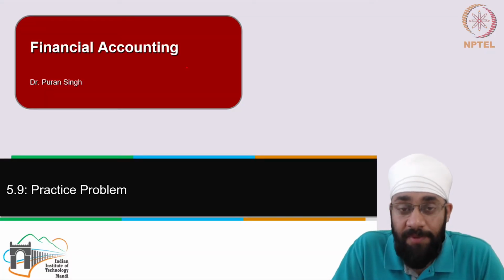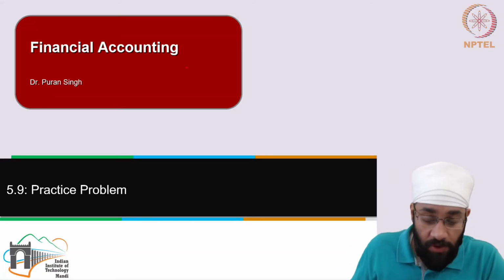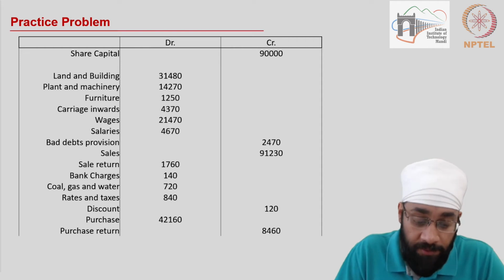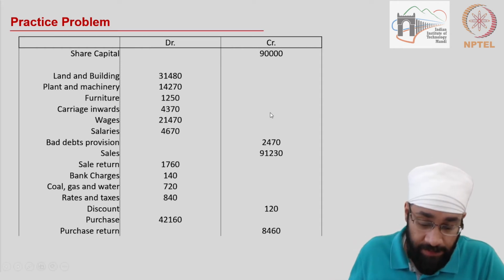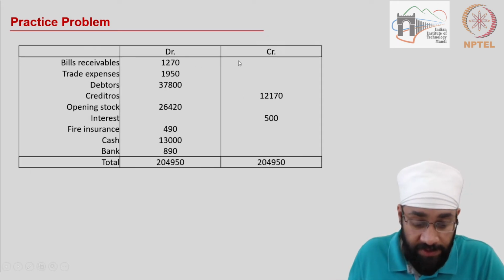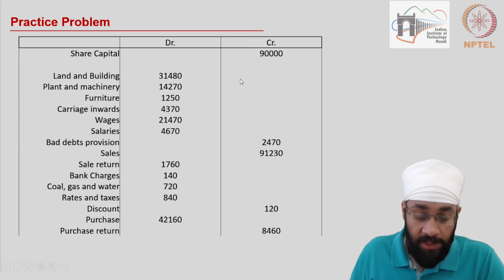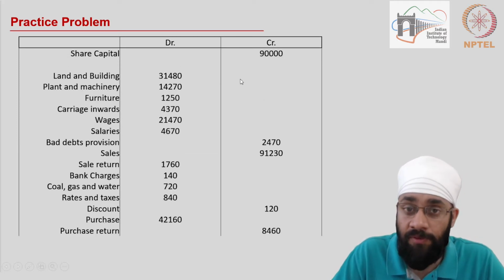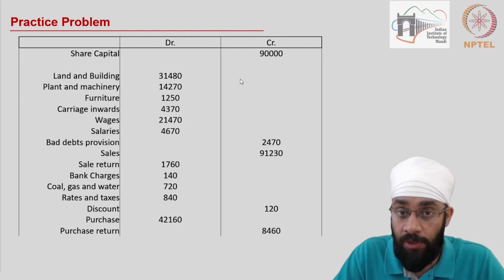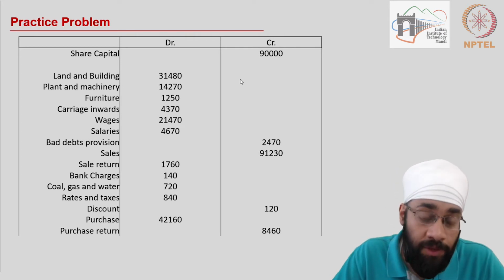It's time for a practice problem. I have on the screen a trial balance which has balances of accounts, debit and credit, and it runs into two pages. So there are a number of items, and there are a few new items, new account balances which you've not seen before.